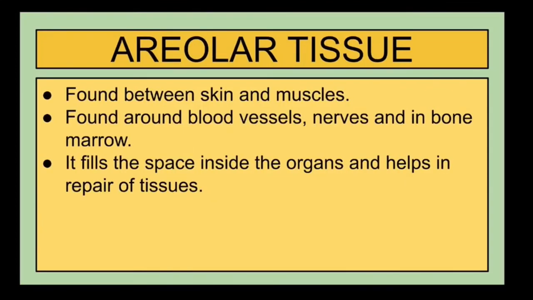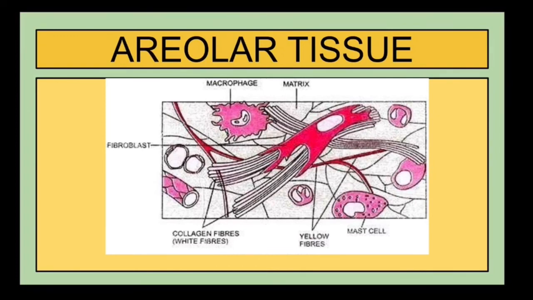Areolar tissue. Areolar tissue is loose connective tissue. Areolar comes from a Latin word meaning little open space, because the fibers are far apart with open space filled with interstitial fluid in between. It is found between skin and muscles, around blood vessels, nerves, and in bone marrow. It fills the space inside the organs and helps in repair of tissues. This is a diagram of areolar tissue.